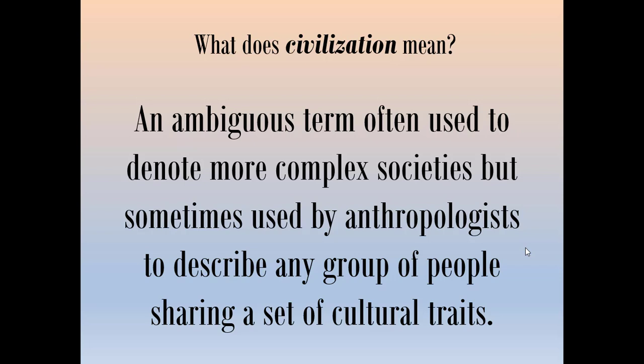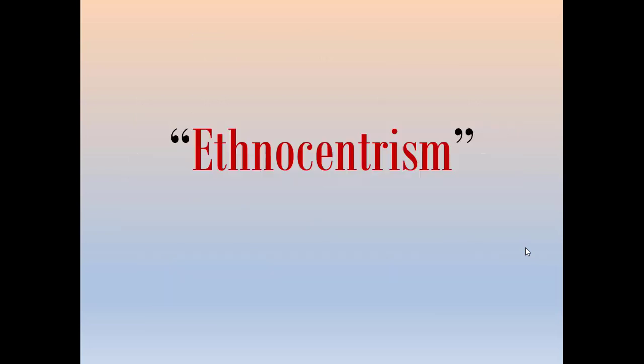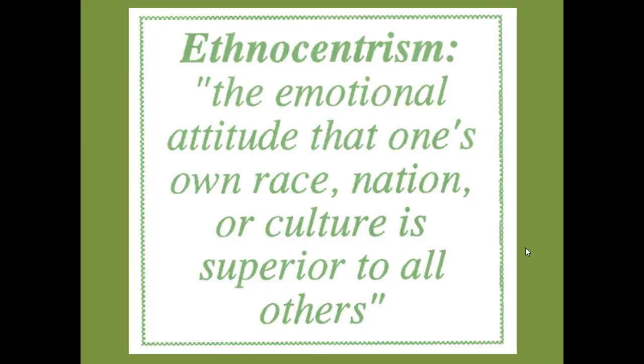So again, ambiguous is important. This ambiguous word, open to more than one interpretation. This is where modern society is linked to the past. This is where ethnocentrism, so we've talked about this before, this idea that it's our way or the European way, or the American way, or whatever your religion, your gender, whatever it is, it's the only way, it's the best way. The emotional attitude that one's own race, nation, or culture is superior to all others. So why is this important?